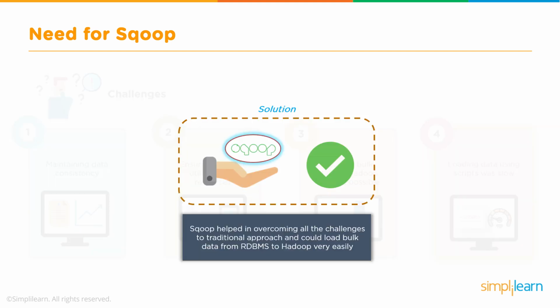So the solution? Sqoop. Sqoop helped in overcoming all the challenges of the traditional approach and could load bulk data from RDBMS to Hadoop very easily. So think of your enterprise server, you want to take the data from MySQL or SQL Server, and you want to bring that data into your Hadoop warehouse, your data file system. And that's where Sqoop comes in.